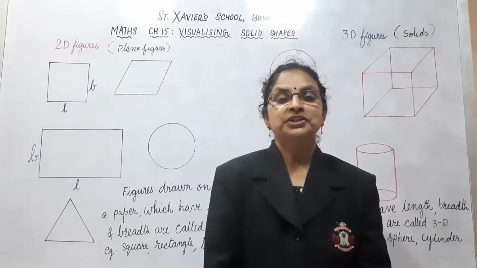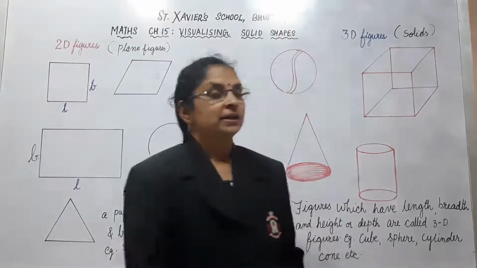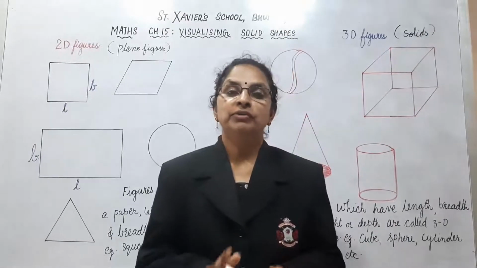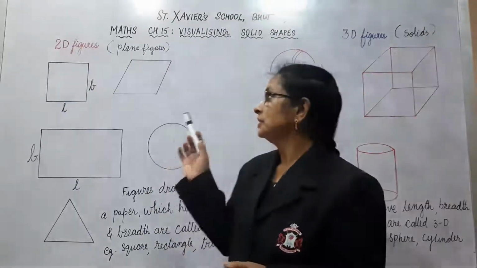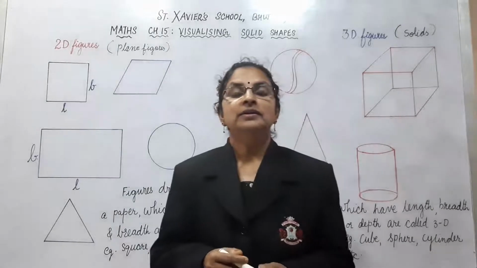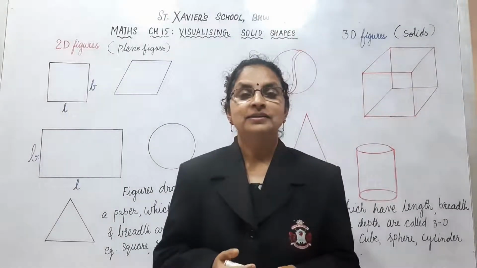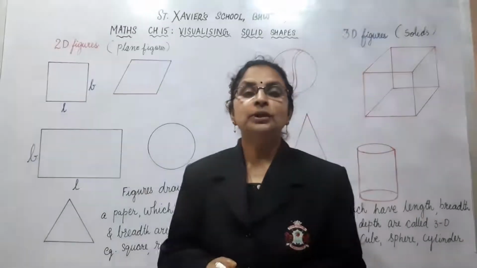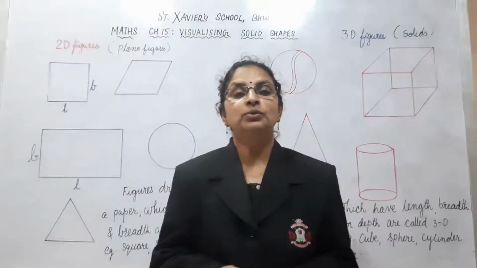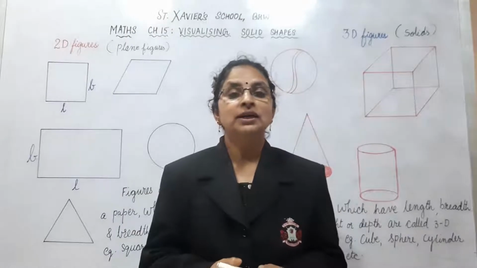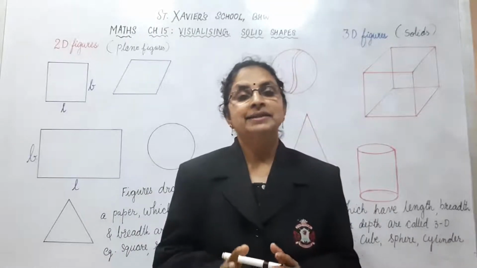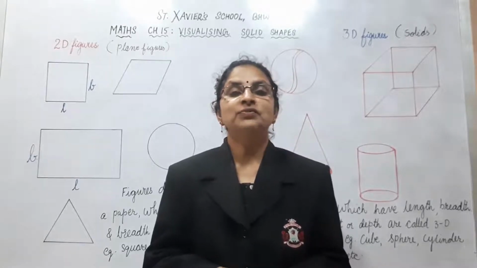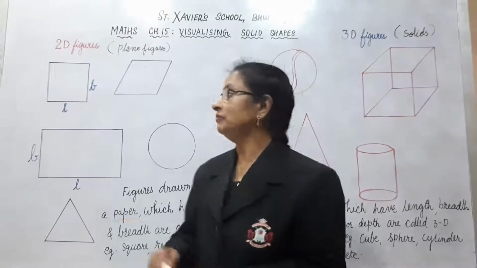Visualizing solid shapes. In maths, we have learned about so many figures like square, rectangle, circle. These figures are all two-dimensional figures. Why do we call two-dimensional? The figures which are drawn on a paper have length and breadth, only two dimensions. So we call such figures two-dimensional figures.